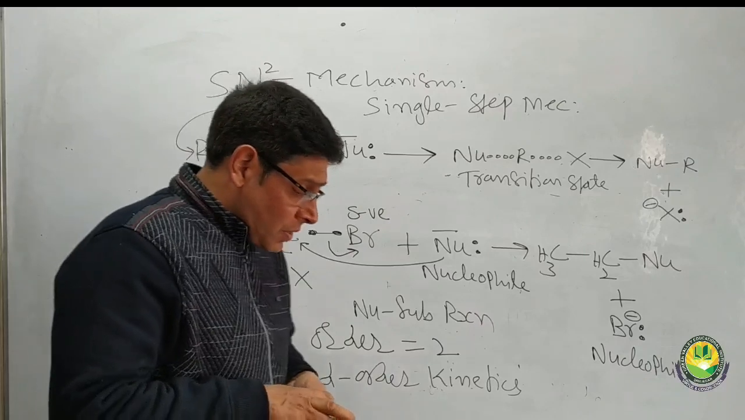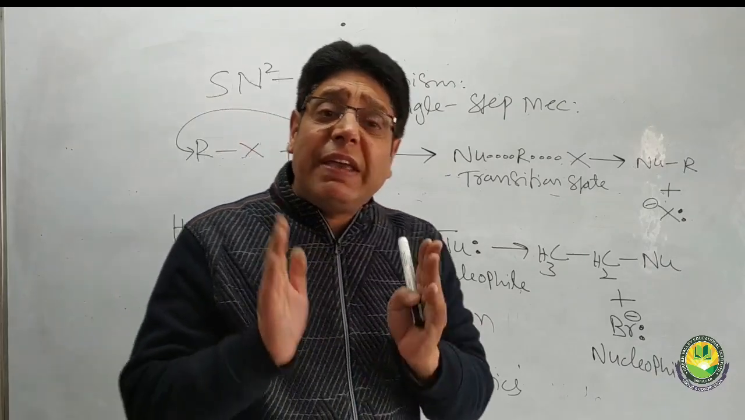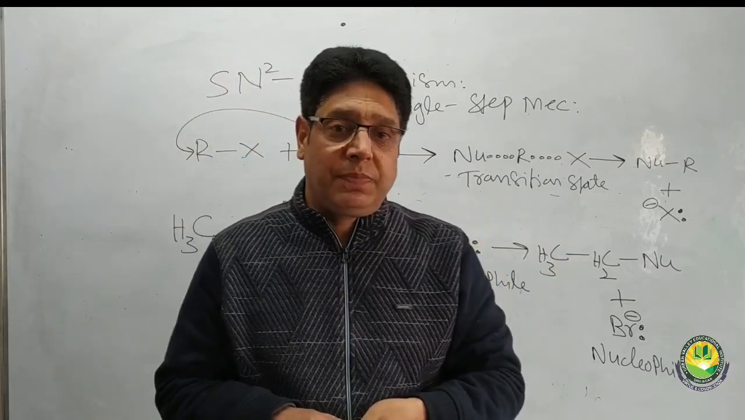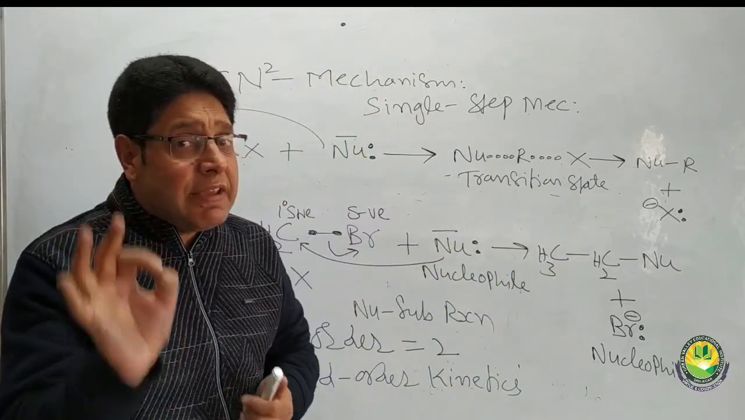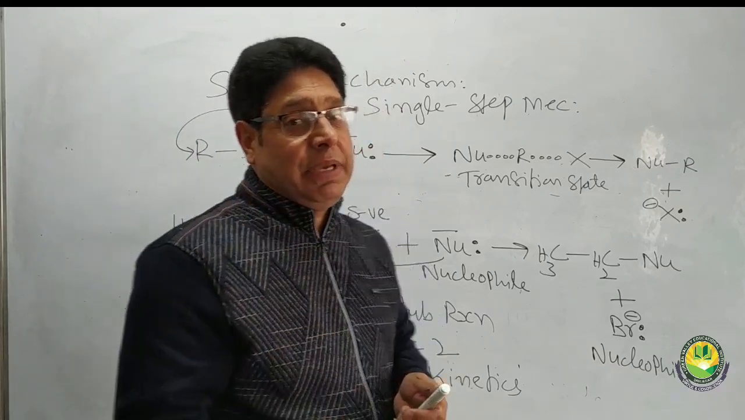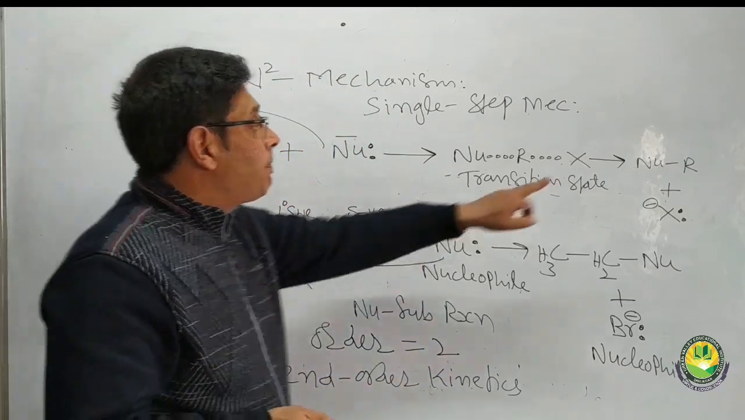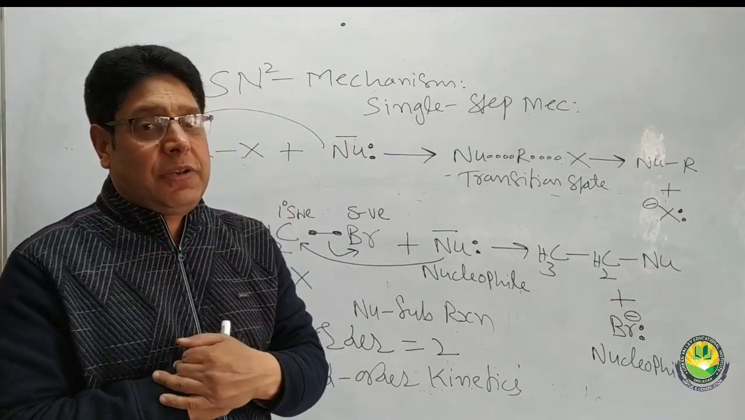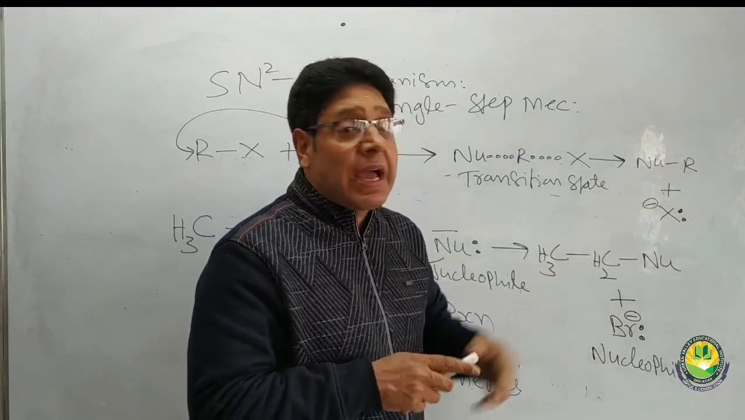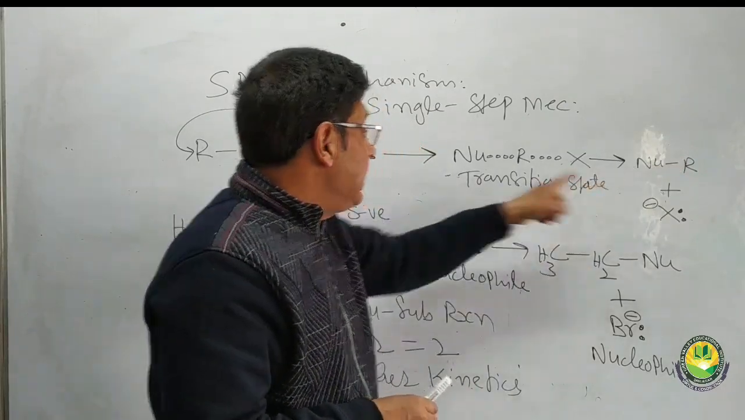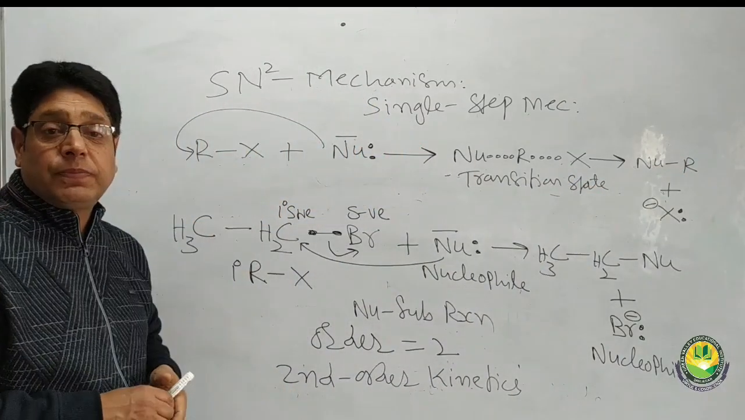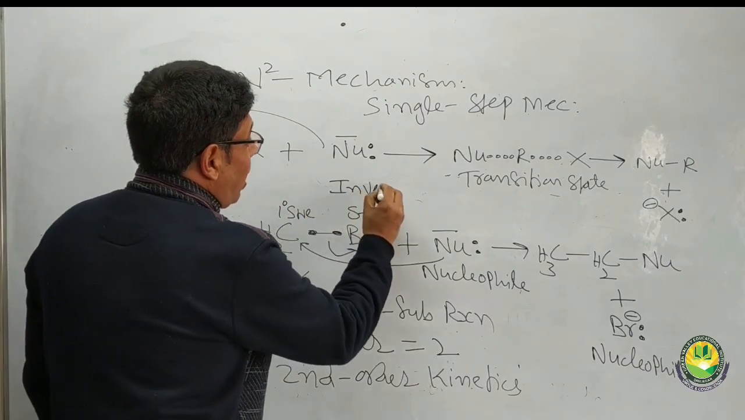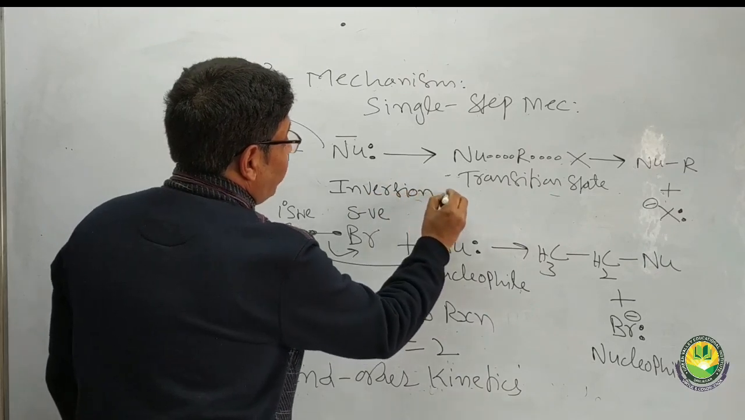Now, what is the important event of SN2 mechanism? The important event of SN2 mechanism is that product formed has configuration inverse of the reactant. There is inversion of configuration.